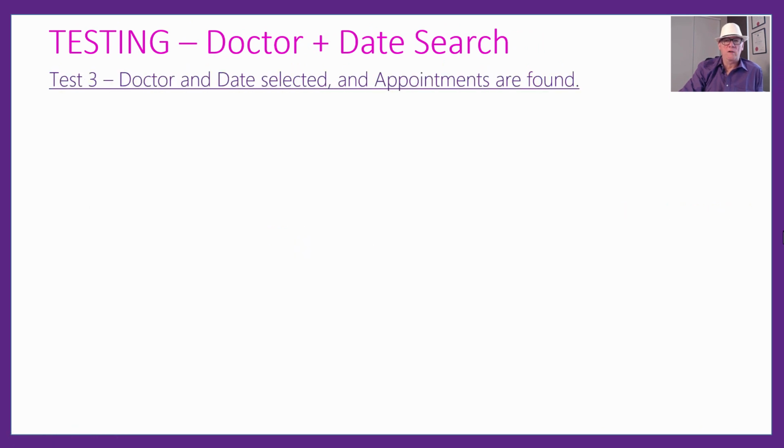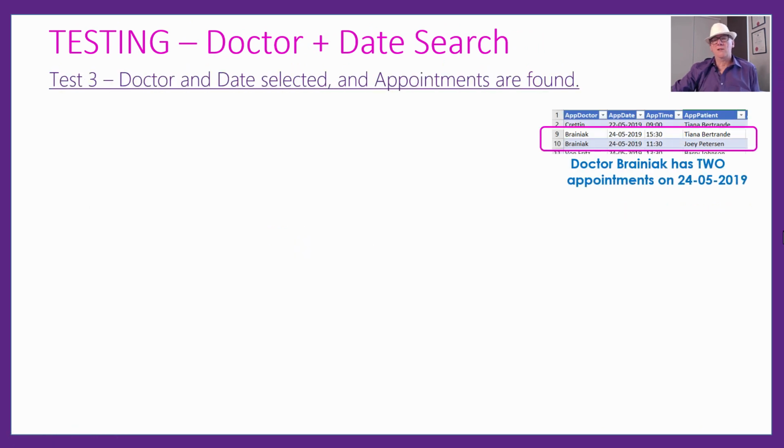And what if we put in the correct doctor and the correct date? So let's look at Brainiac. On the 24th of the 5th, Dr. Brainiac had 2 appointments, one with Tiana and one with Joey. So if we put in Brainiac and the 24th of the 5th, we'd expect to find these 2 appointments.